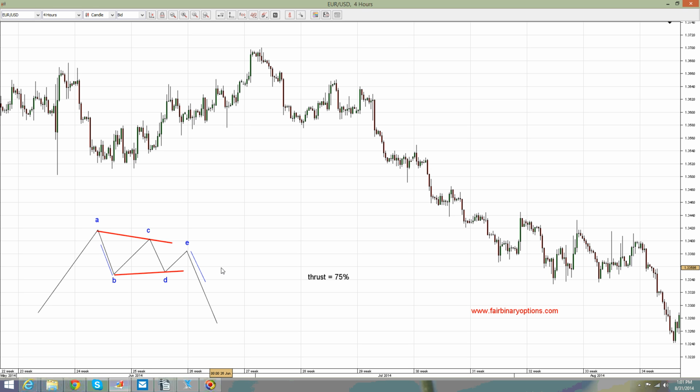Stay tuned for the second part, as we'll have a concrete, clear example of this triangle formed here, and what the target is and how the market reacted, in order for you to understand the whole principle. Thank you very much, and let's move on with the second part.